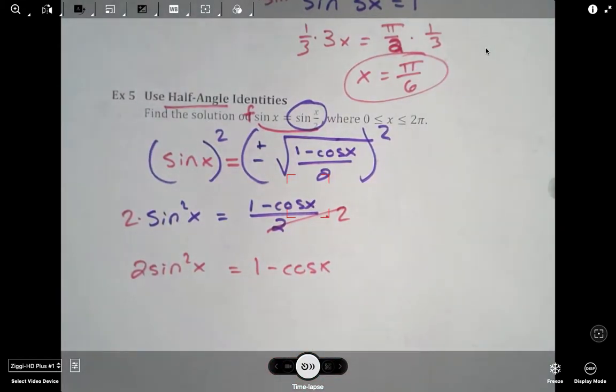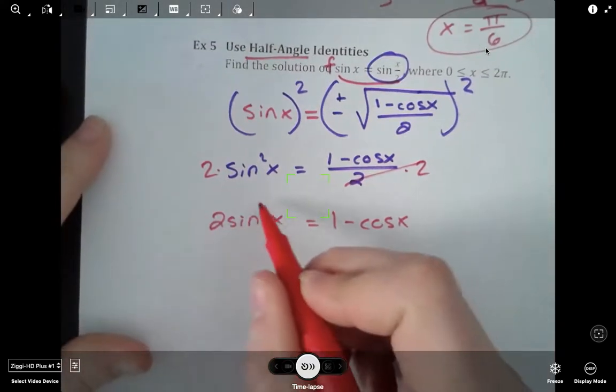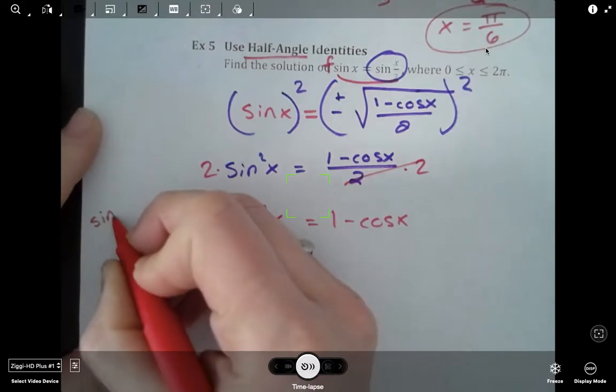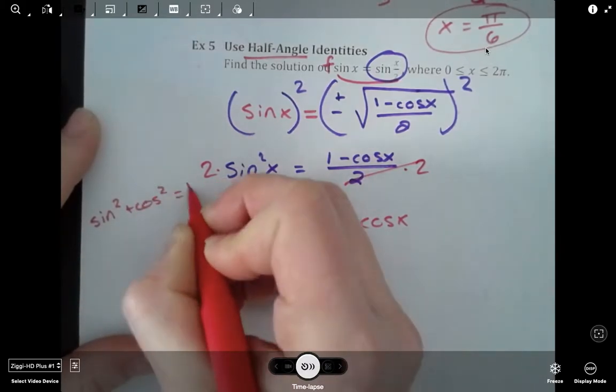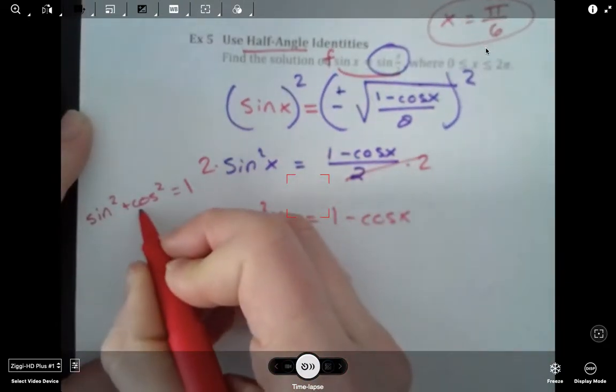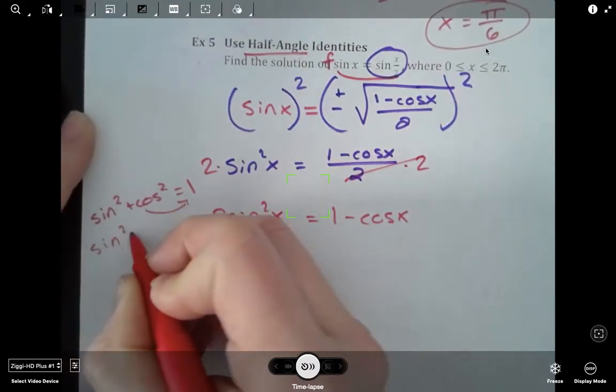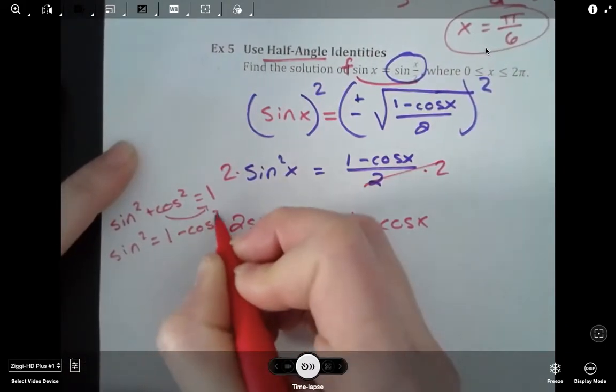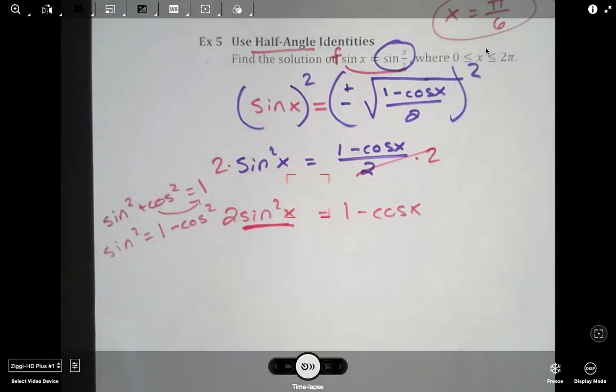Now it's all in a straight line. We have no fractions, but we do have 2 different trig functions, sine squared and cosine. We have a Pythagorean identity that says sine squared plus cosine squared equals 1, right? So if I want to substitute something in for sine squared in terms of cosine, I'm going to move the cosine squared to the other side, so I have sine squared equals 1 minus cosine squared. Does that make sense? So I'm going to take 1 minus cosine squared and plug it in there. So now I have all of them in terms of cosine.